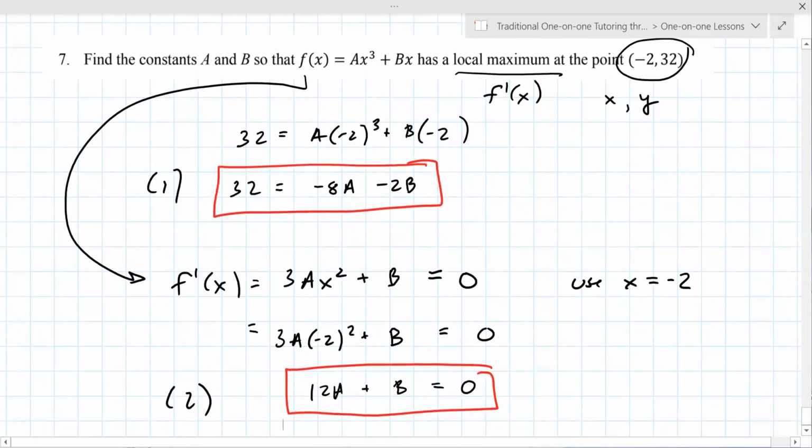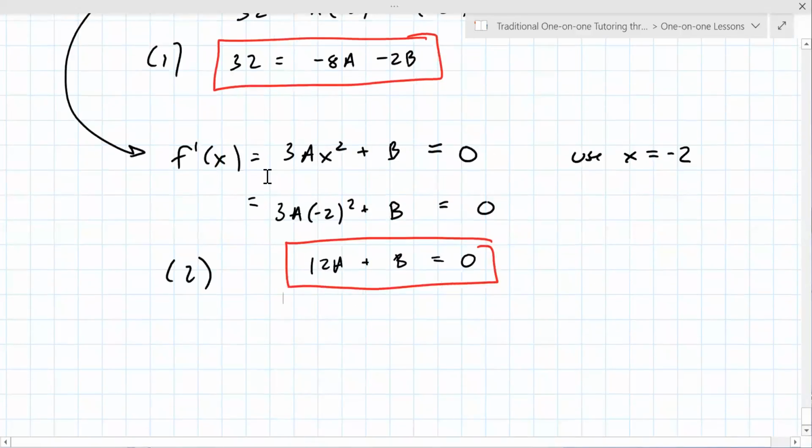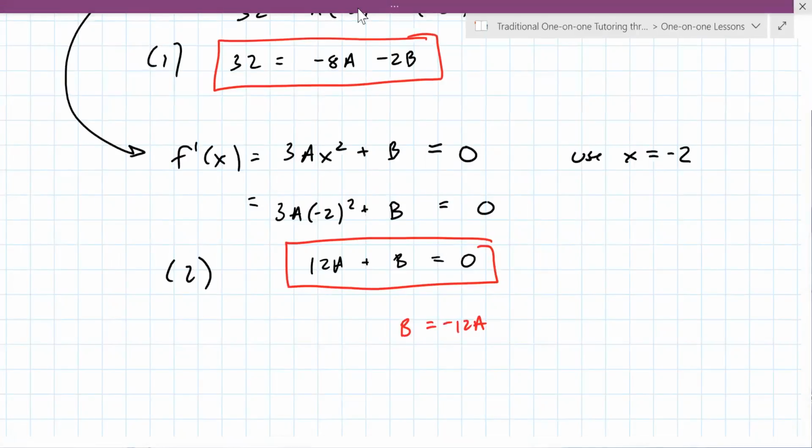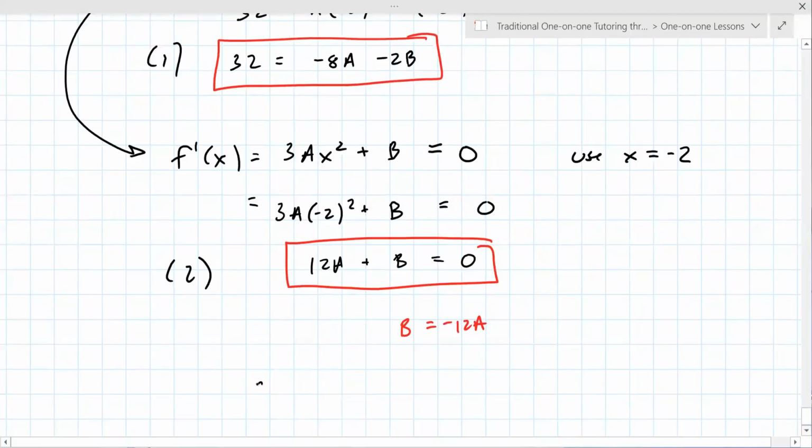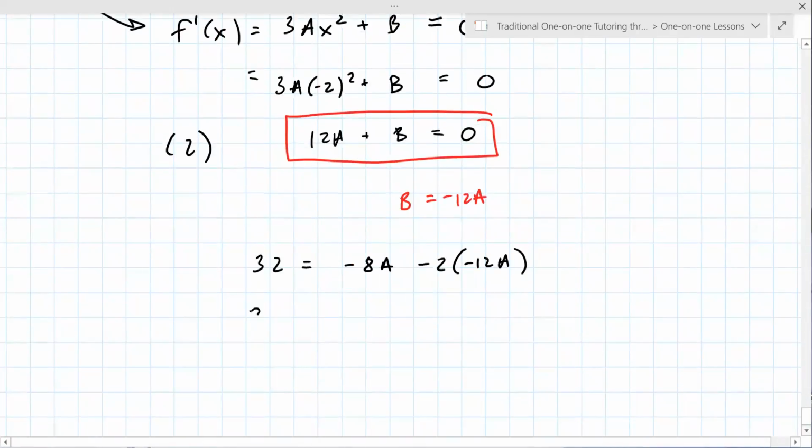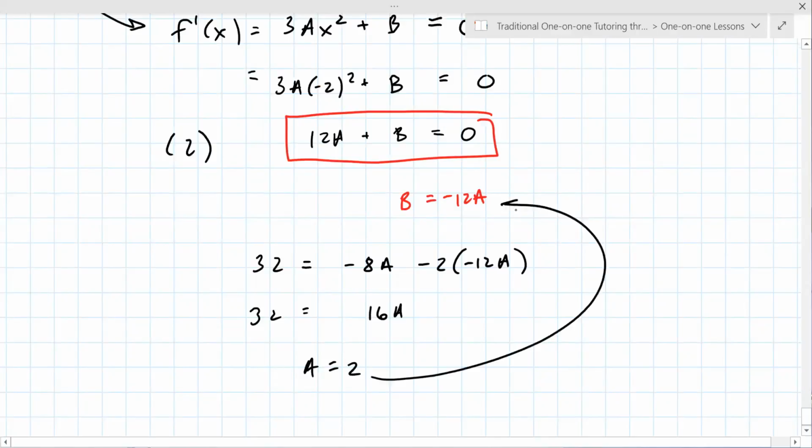Okay, so you got 2 equations and 2 unknowns. Your best path here is to say, okay, b is -12a, for example, and then you put that back into the other equation. So it's 32 equals -8a minus 2 times -12a. This becomes 32 equals -8a plus 24a. So that's 16a, a equals 2. You put that back in here and you get b equals -24. Okay. And that's your answer.